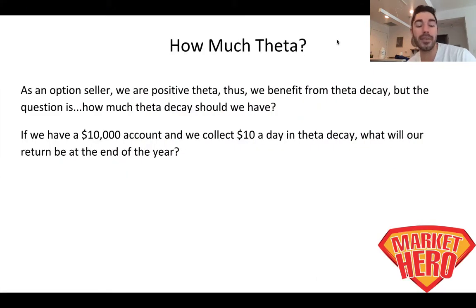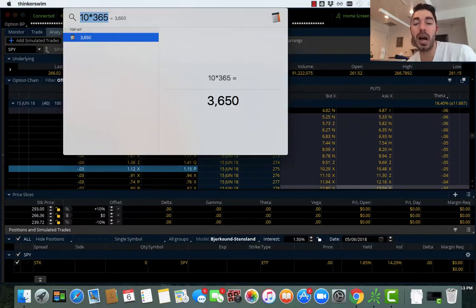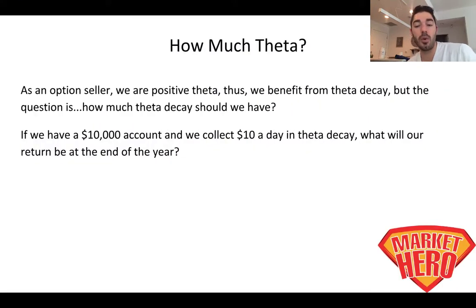So if we have a $10,000 account and we collect $10 a day in theta decay, what will our return at the end of the year be? Well, if we have a $10,000 account and we collect $10 a day, we multiply that $10 a day by 365, and we get $3,650. What type of return would that be on $10,000? Well, that would be 36.5%.